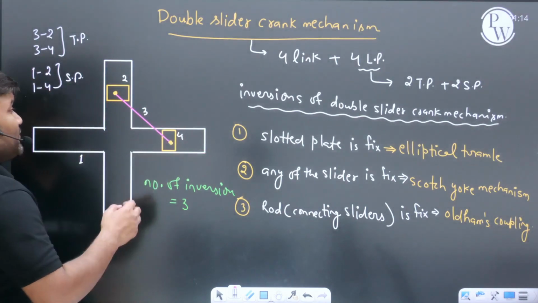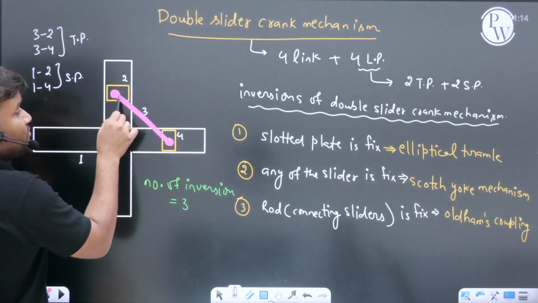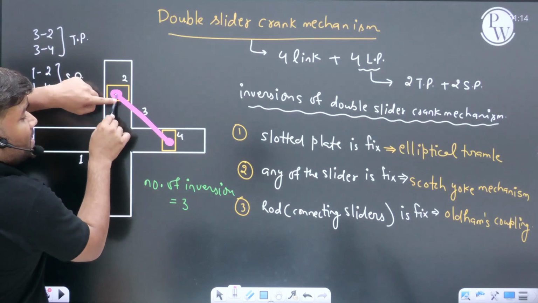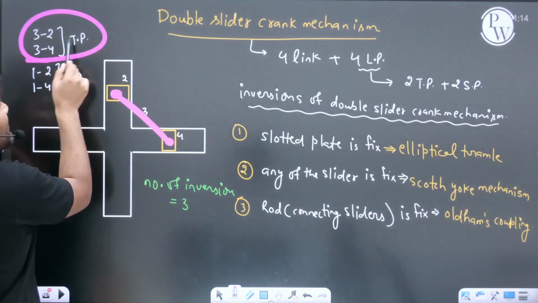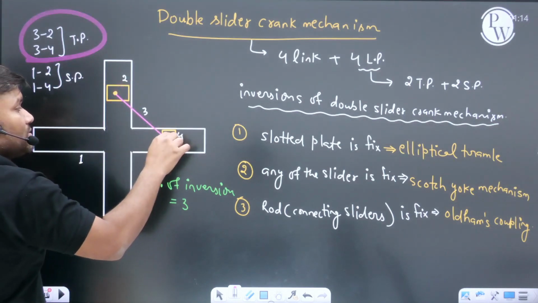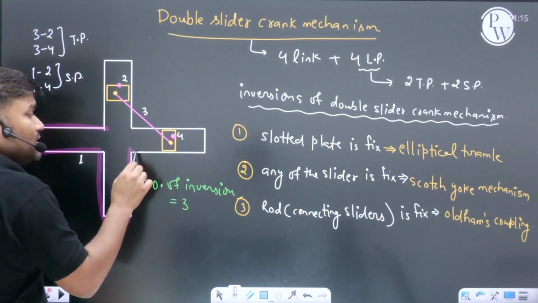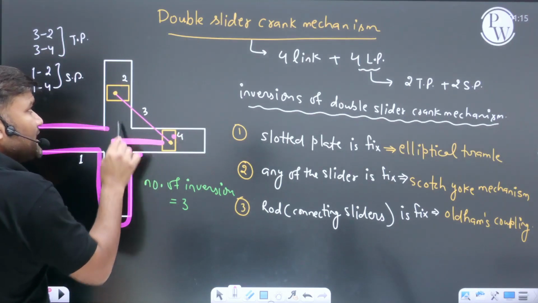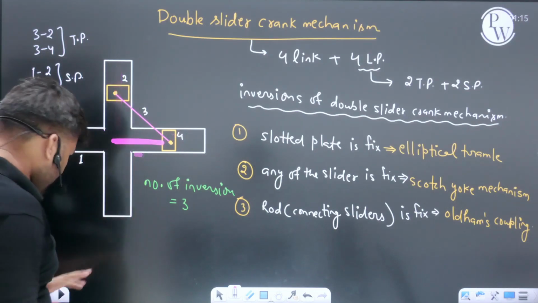बहुत ध्यान से, careful. Link number 3 is having pin joint here, pin joint here. So between 2, 3 and 3, 4 we are having turning pair. I have mentioned here 2, 3, 3, 4 we are having turning pair. Between link 2 and link 4, with this link slotted plate, link 4 can have sliding in horizontal, link 2 can have sliding in vertical arm. Clear है बेटा? Clear है?